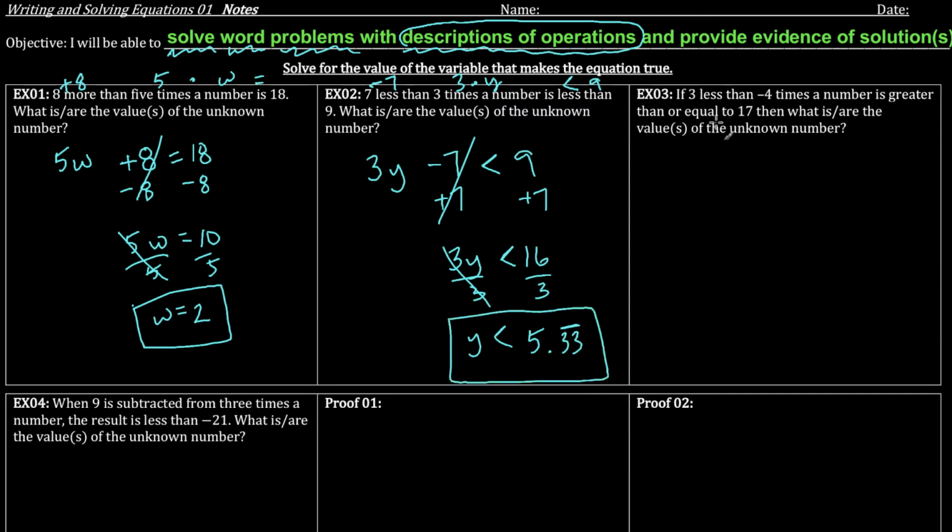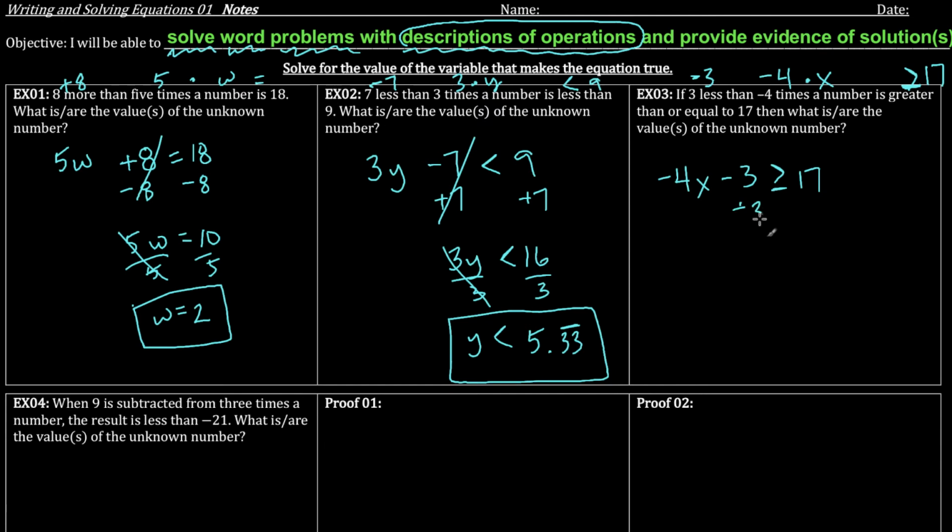All right, example 3. If 3 less than negative 4 times a number is greater than or equal to 17. So 3 less than negative 4 times a number is greater than or equal to 17.